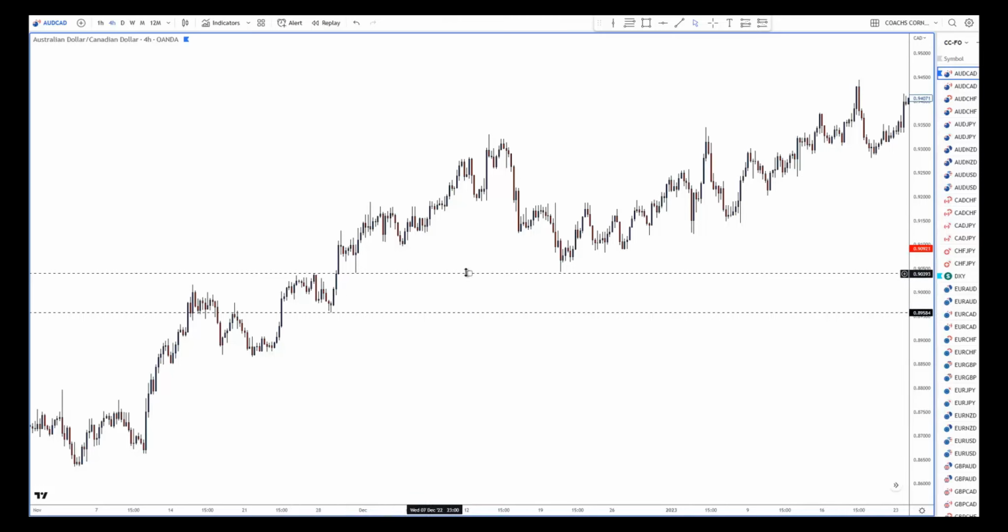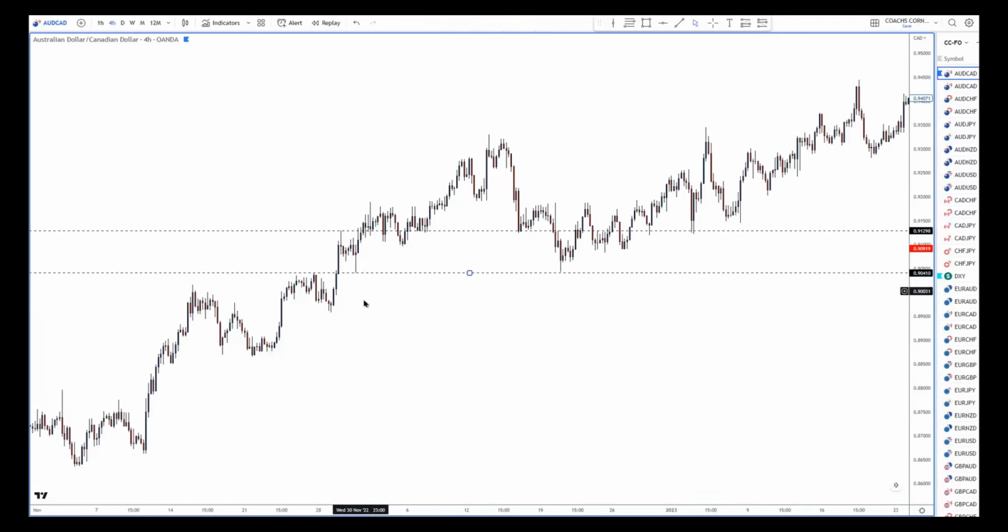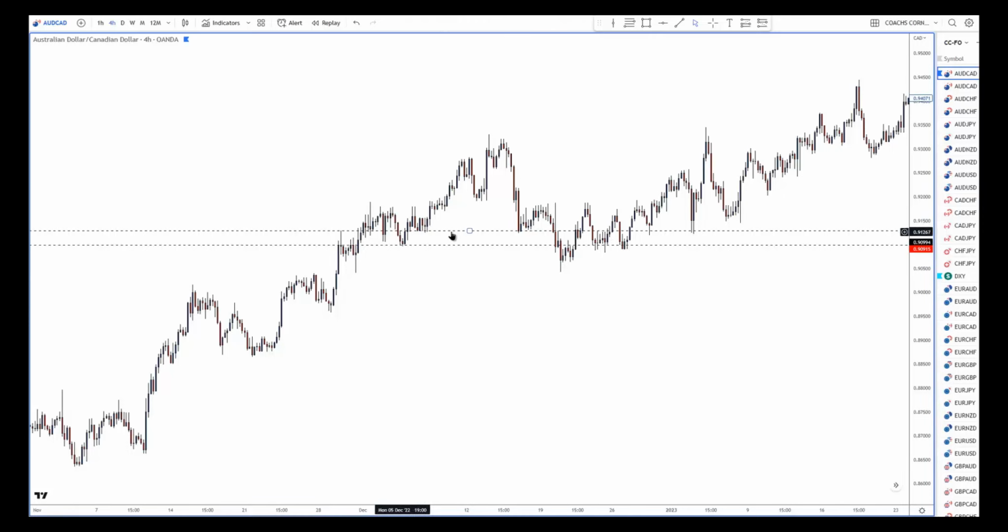Let's move this line to where we start pulling back. Okay, and we mark the low where we started. Did we make another higher high, higher close? Yes or no? 100% yes. We made a higher high, higher close before retracing down. Good. Did we retrace to a logic level of support and resistance? Yes or no? Yes. Good.